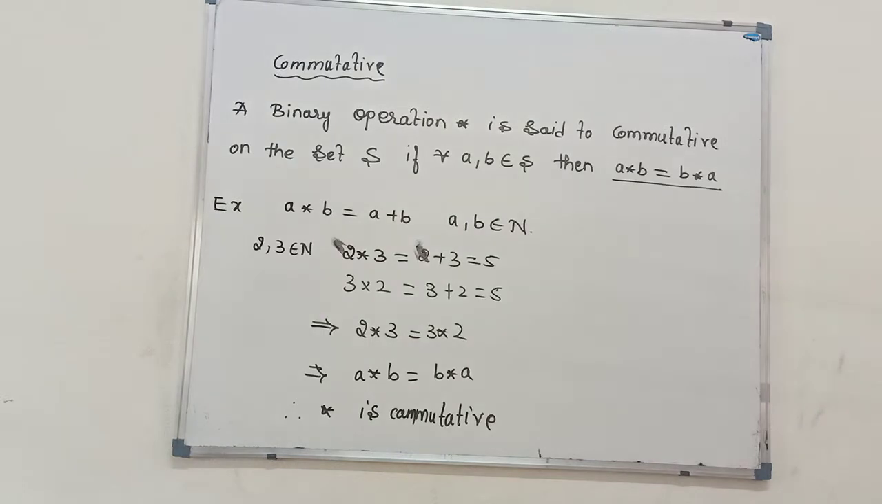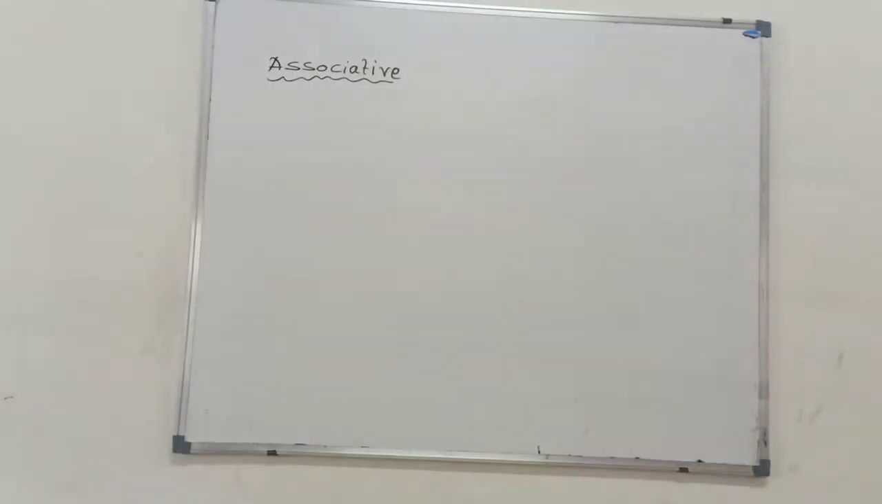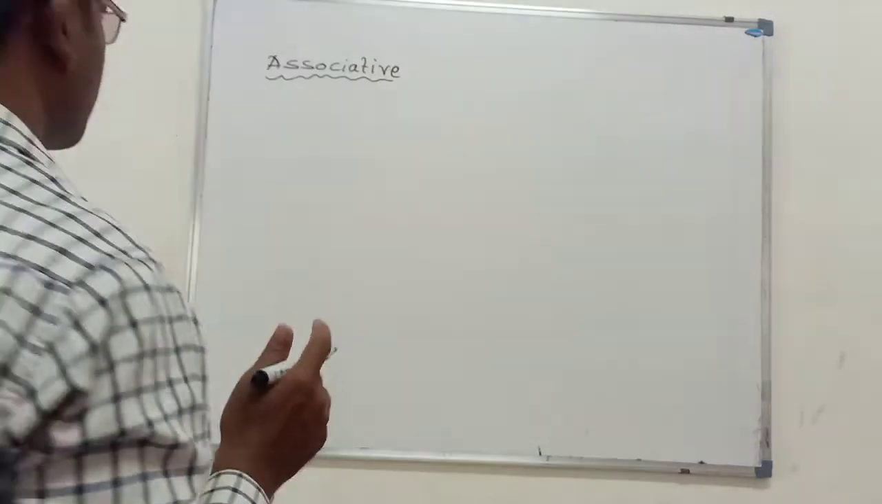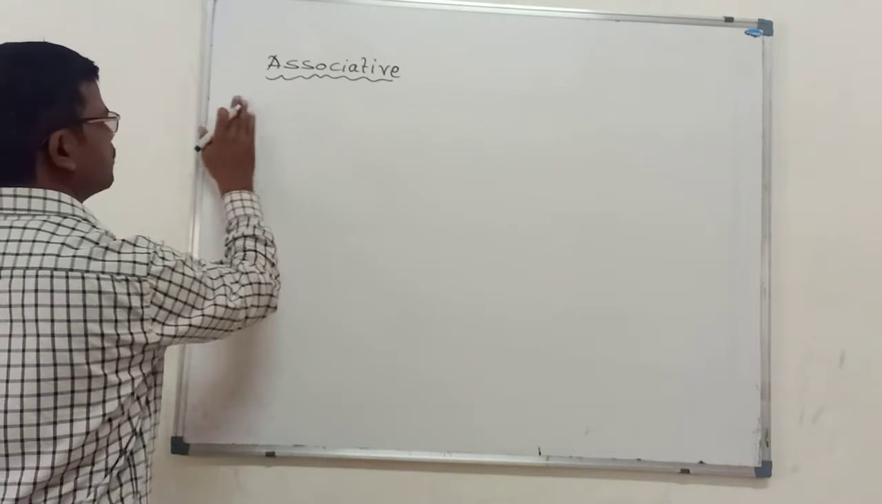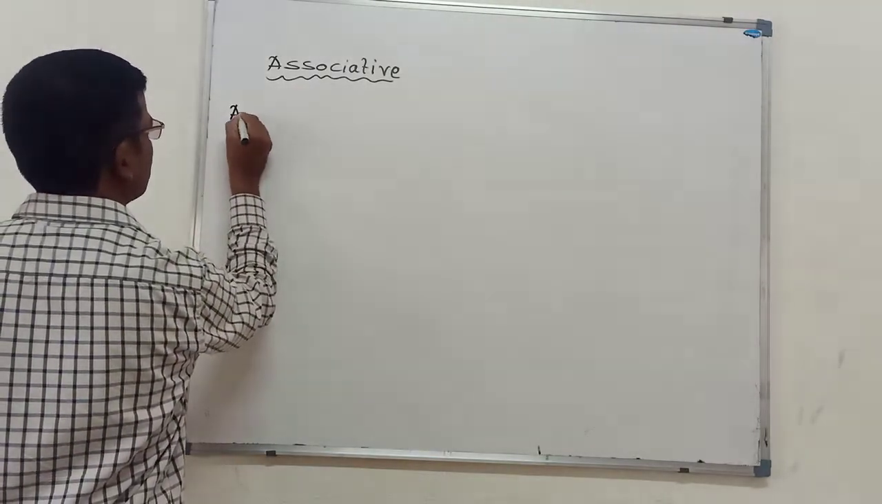Next we move to the associative property. A binary operation.